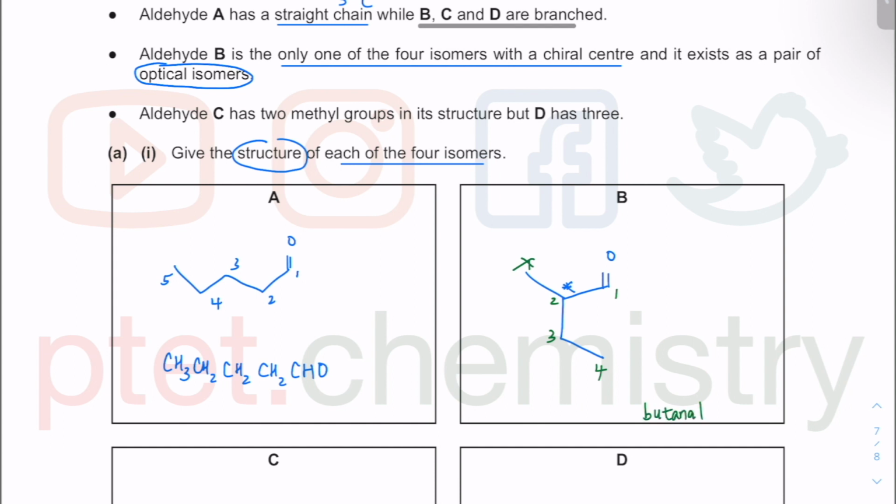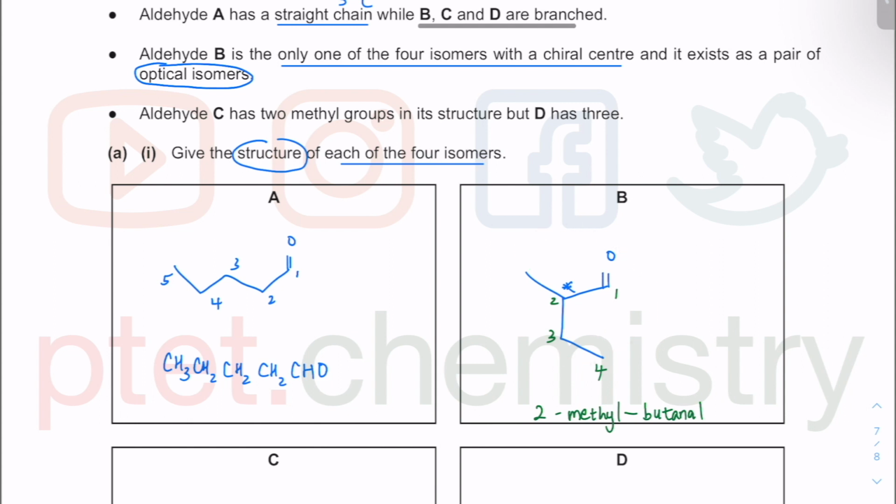But then this one has a branch. It has a CH3 branch at position 2. This is called 2-methyl butanal. But again, the name is not required in the question. If you give the name, you will not get any mark. They want the structure. So I maintain my structure.